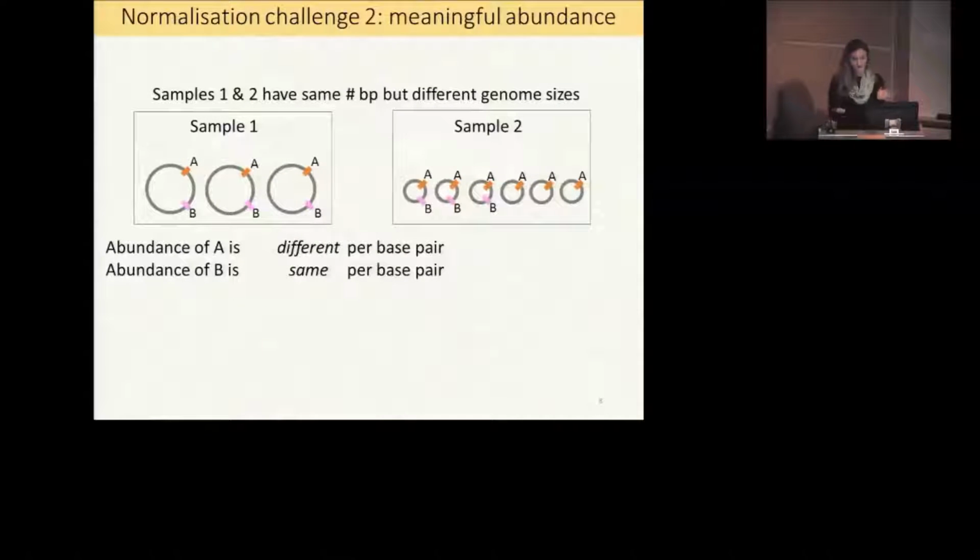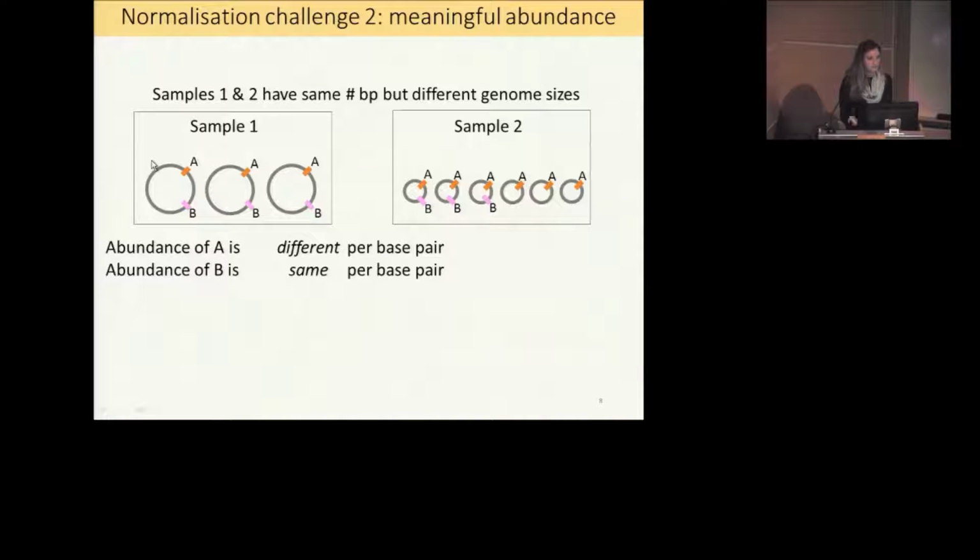Okay, now normalization challenge number two. How do we get a meaningful abundance from our data? So when we talk about those gene abundances, often the way that gene abundances are expressed is out of a number of base pairs. So let's look at a simple example to see why this can be problematic. Let's assume we have two samples, sample 1 and sample 2, and they represent the same number of base pairs.